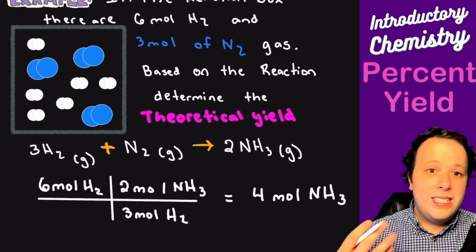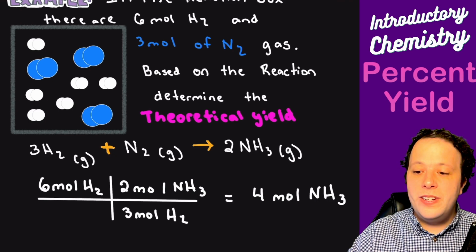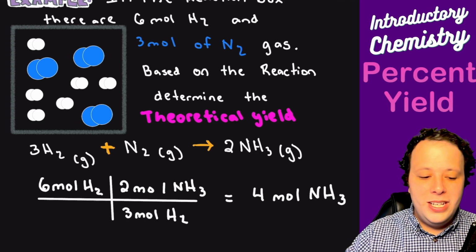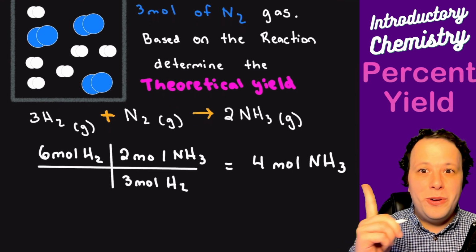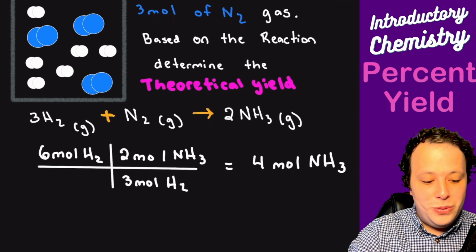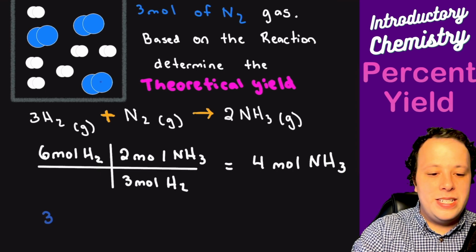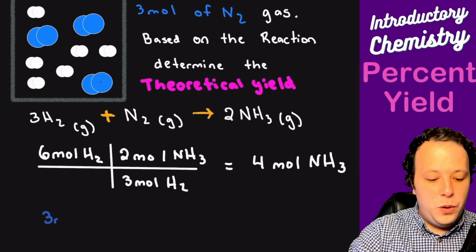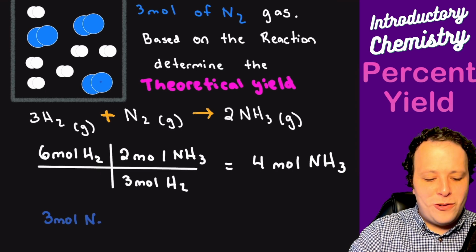Now, the thing is that this is a limiting reagent problem because you were given 2 different starting points. We were also told, hey, we have 3 moles of nitrogen in that box too, and we can see it as well. There are these little blue orbs that are here reacting as well.